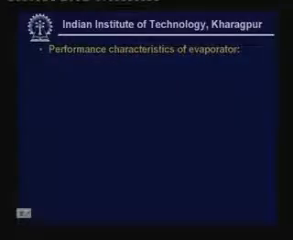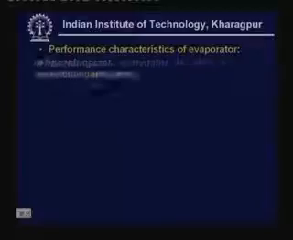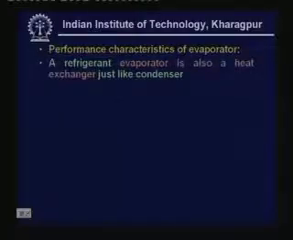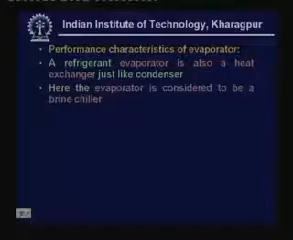Now let us look at the performance characteristics of the evaporator. A refrigerant evaporator is also a heat exchanger, just like a condenser. Here the evaporator is considered to be a brine chiller. So what we have considered in this particular example is that the evaporator is a brine chiller. Brine chiller means on the external fluid side you have a brine flowing. So refrigerant extracts heat from the brine.